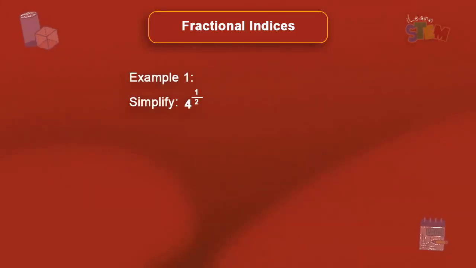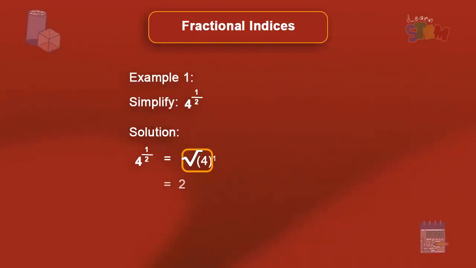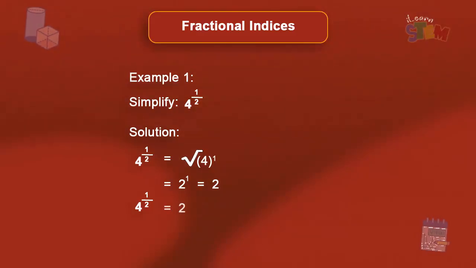Simplify the following numbers. Solution. 4 raised to power 1 over 2 equals, find the square root of 4 raised to power 1. Square root of 4 equals 2. And when raised to power 1, still gives us 2. Therefore, 4 raised to power 1 over 2 equals 2.